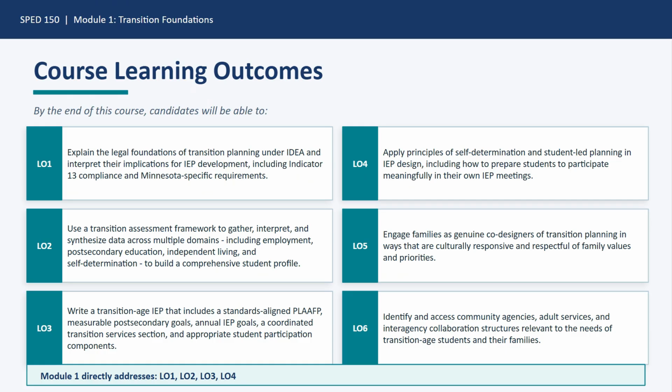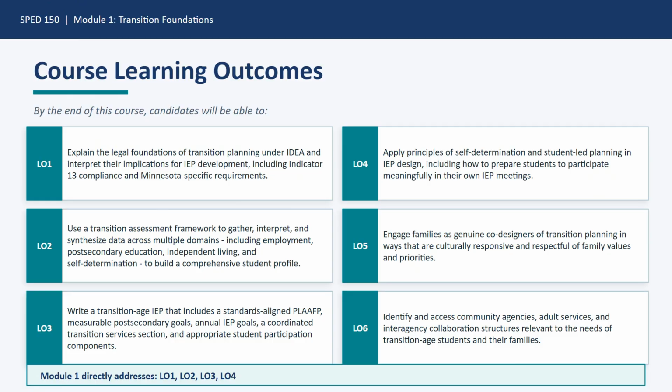Your signature product for Module 1 is the Transition Foundations infographic and rationale. It is worth 25 points and it's due by Sunday at 11:59 p.m. Here's what the assignment is asking you to do. You will create a one-page visual reference tool, something you can actually use in your teaching practice, not something that lives in a folder and never gets opened again.